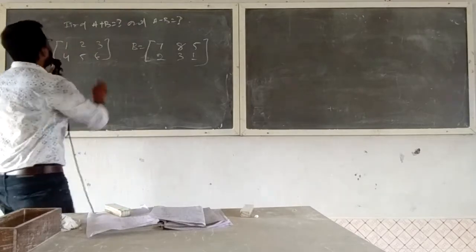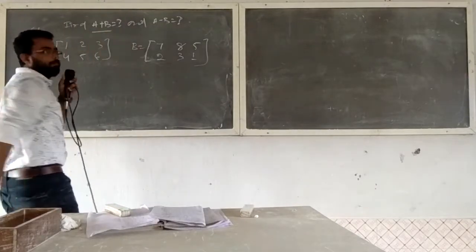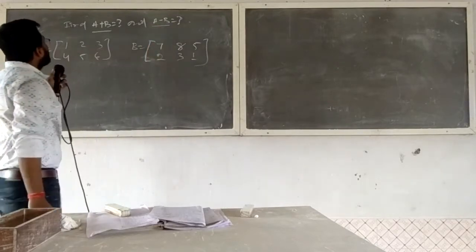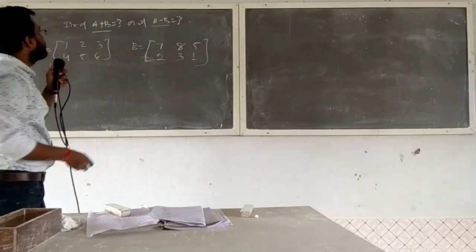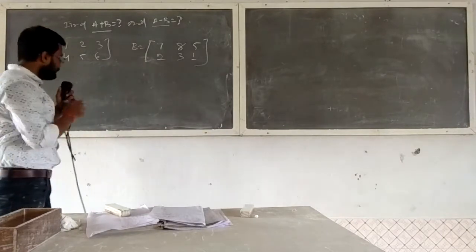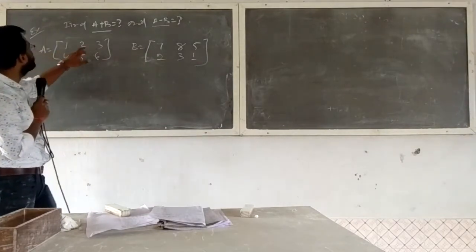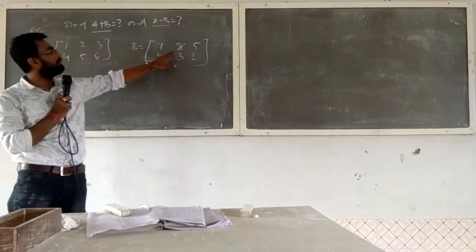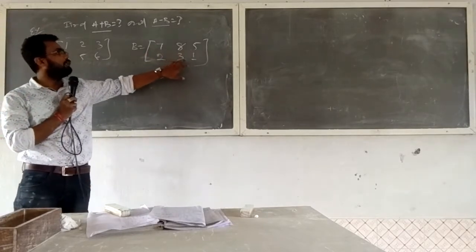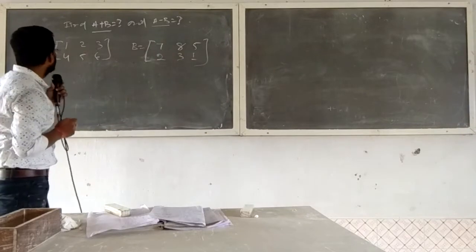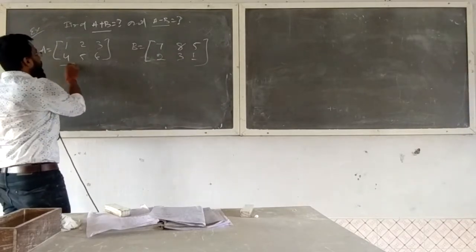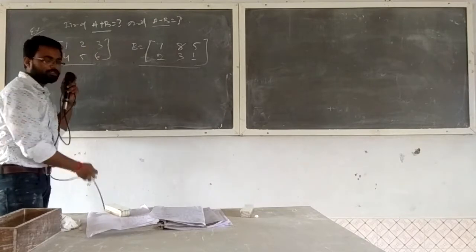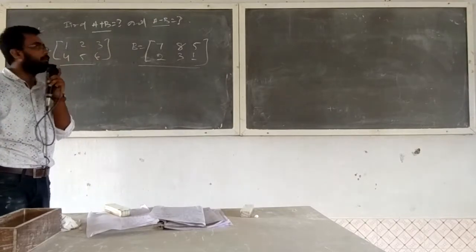The question is to find the values of A plus B and A minus B, that is A matrix plus B matrix and A matrix minus B matrix. Given the A matrix is 1, 2, 3 and 4, 5, 6, and the B matrix is 7, 8, 5, 2, 3, 5. First we have to check the order of these matrices, then see whether addition and subtraction between the two matrices is possible.